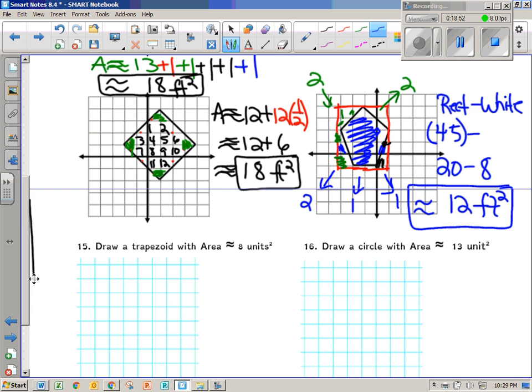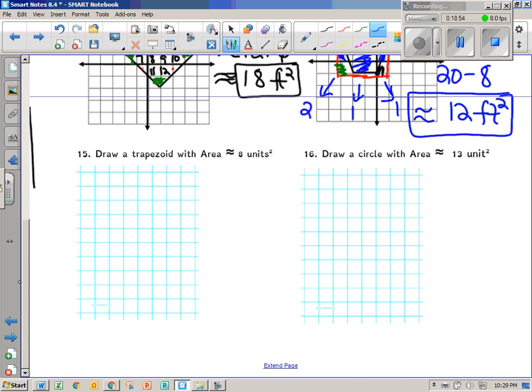Okay, sorry, I was just looking at my notes there for a second, seeing the mistake I made on them. So the last two, we're actually just drawing a trapezoid that is approximately 8 square units. So you might just try something and see. So I would pause the video, try 15 and 16, and then turn the video back on and see what we come up with.